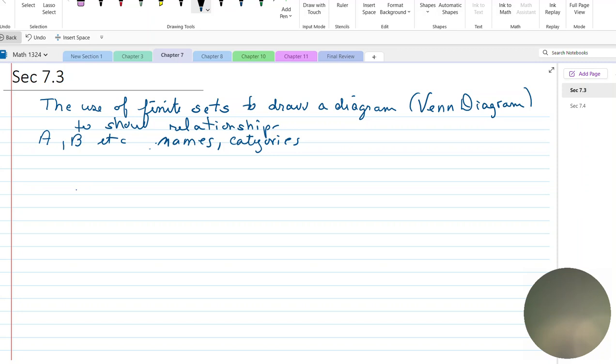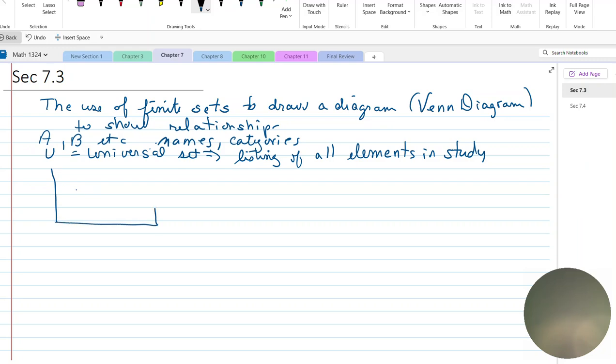And then what we have is a universal set. And that is the listing of all elements in the study. That means the ones that are in A and B and C and not in any of the sets. They're the ones that float around it. So now let's talk about the pictures and tell me what you see, right?